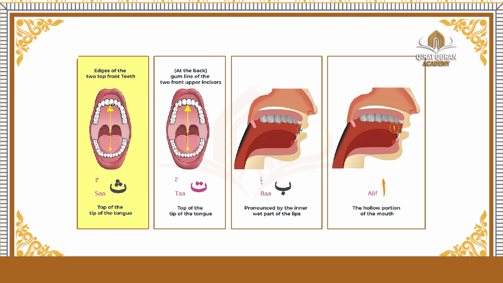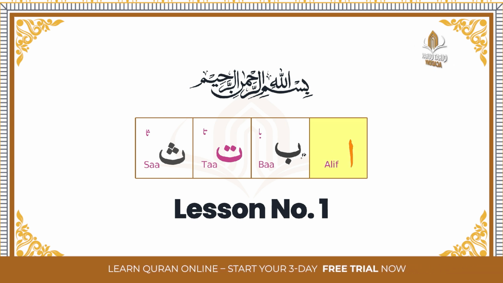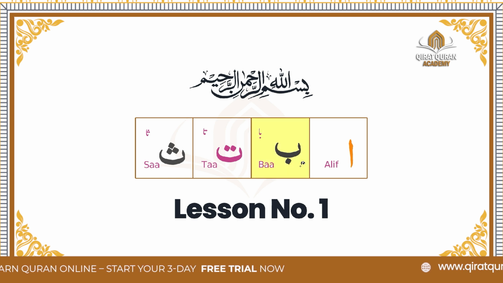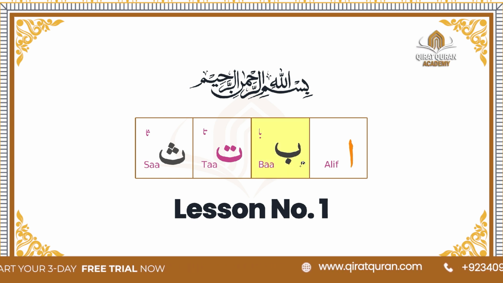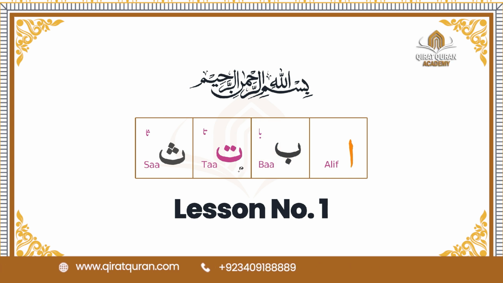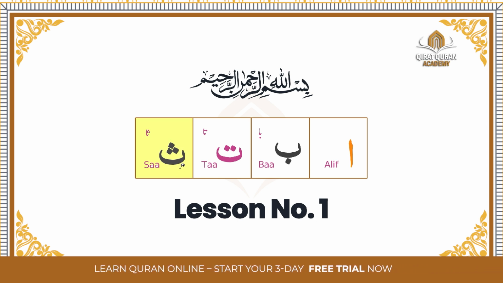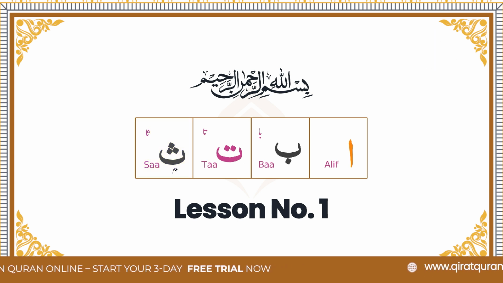Okay, so these are the four letters we read in this lesson. The first one was Alif. The second one was Ba. Then the third one was Ta. And the fourth one was Sa. And then we read about the formation of the letters.